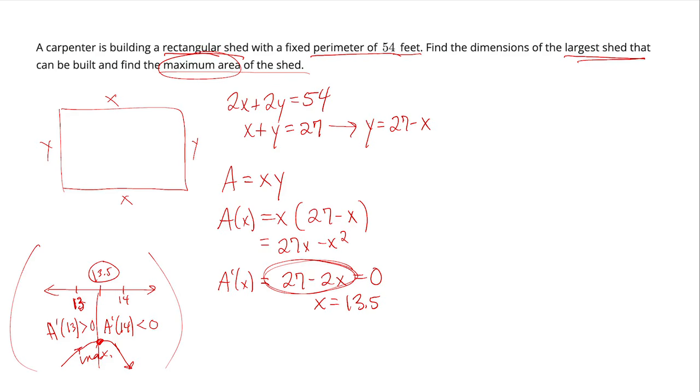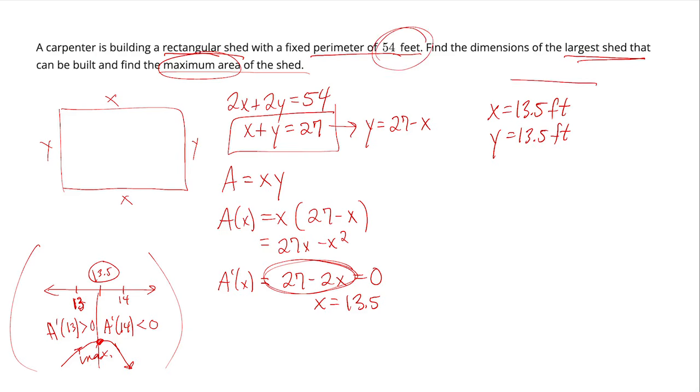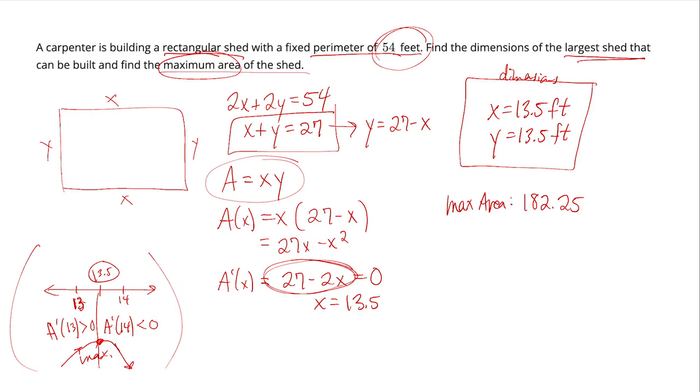So it looks like x and y are equal. So the dimensions will end up being 13.5 feet by 13.5 feet. Feet, yes, I had to make sure it's actually feet. So those are the dimensions. And then I need to find out what that actual maximum area is. So for the max area, all I need to do is multiply x times y, because that's how area is defined, and I end up getting 182.25 feet squared.